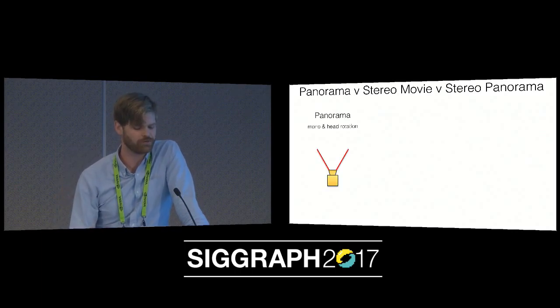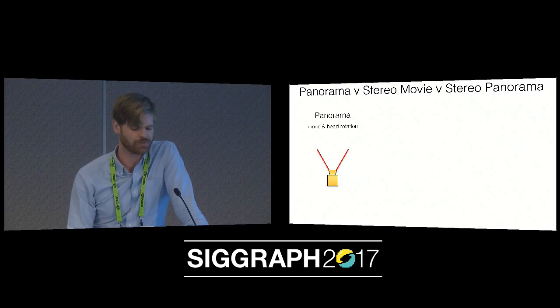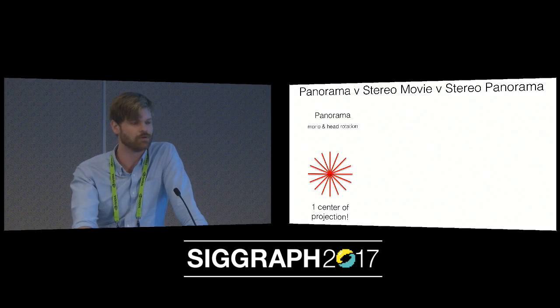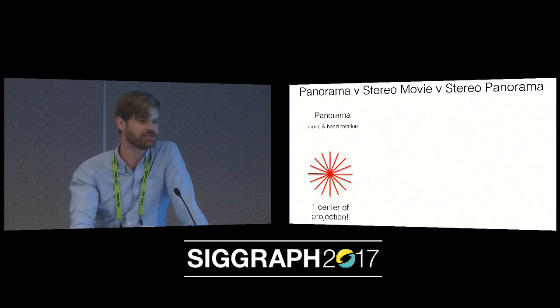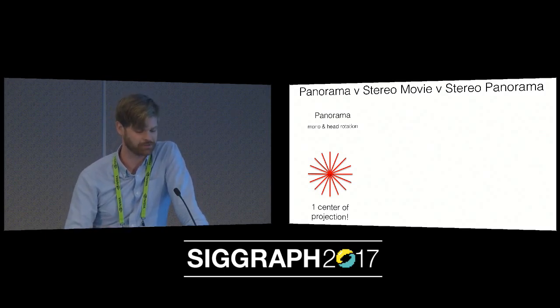So the first thing we're going to start off with is panoramas, and for the point of this talk, we're going to assume that the panorama is captured with a single center of projection. So that is done by rotating a camera around at center of projection, which is essentially its aperture plane. So exactly like this.